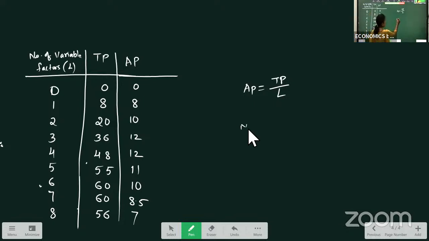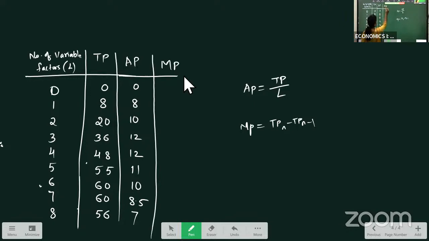Then we will calculate marginal product. What is the formula for marginal product? TPn minus TPn-1. That means when we take one extra labor, how much extra output we have produced. So just calculate this one.